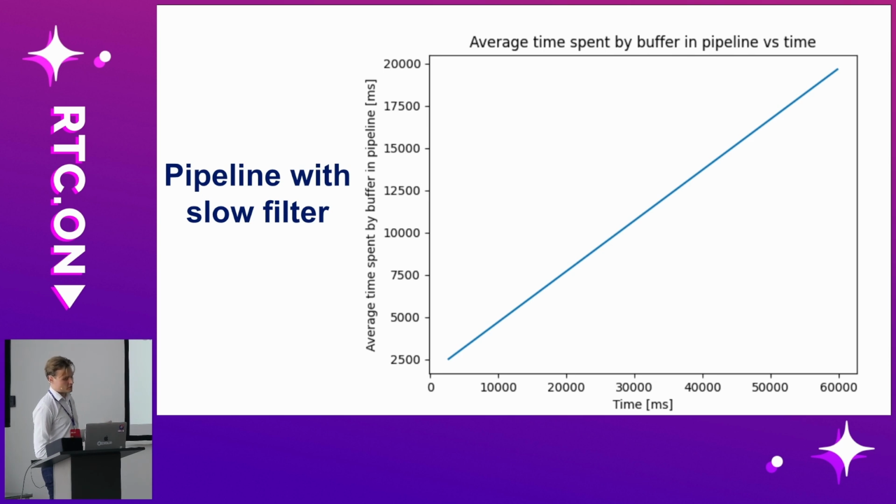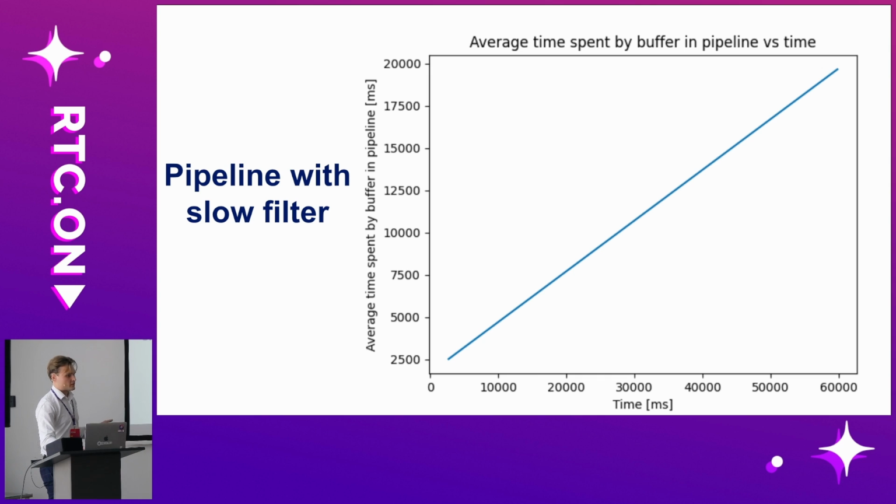However, when it comes to average time spent by a buffer, we can see an unwanted tendency, because this value doesn't seem to converge at any point. It simply steadily increases. Of course, this is connected, because now the buffers with data are waiting before the slowest element. And the longer the pipeline runs, the more buffers will be in that queue. So that's why this value increases.